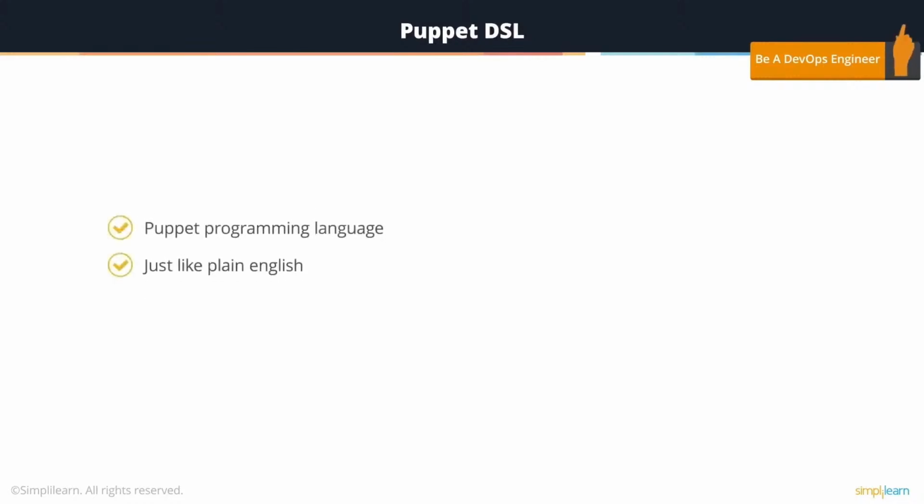The Puppet DSL. Puppet DSL is a Puppet domain-specific language. It's Puppet's primary programming language. It's just like plain English, and you don't really need to be a programmer to write code in it. It's kind of a subchild of Ruby because it uses equals and greater-than marks to define things, so it's very easy to learn.